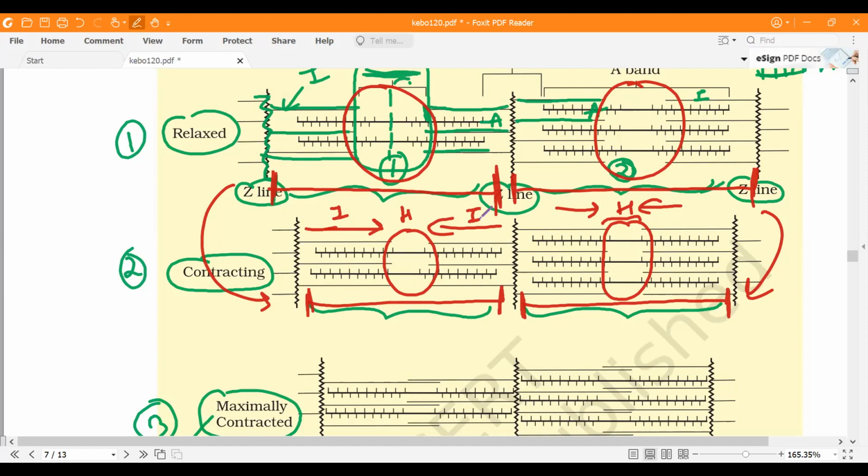So the H zone also decreases. As the distance between two Z lines decreases, the area of the H zone will also decrease. Got it?